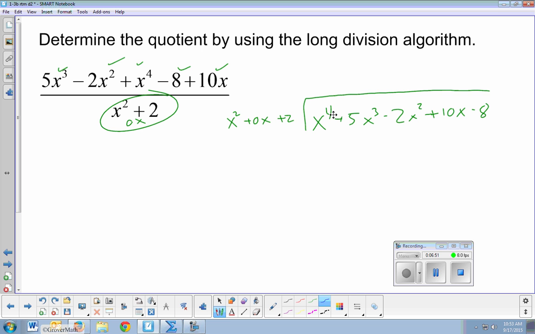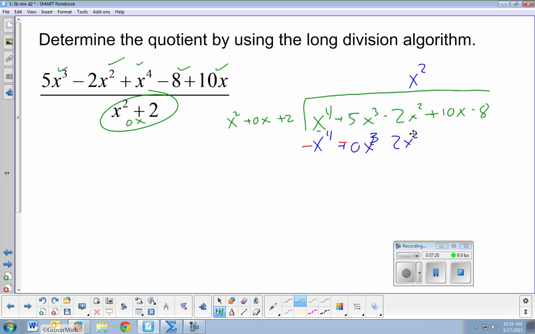All right, front by front, x to the 4th divided by x squared is x squared, and that goes in the x squared column. I distribute x squared to all of these things. I get x to the 4th. I'm going to write a 0x cubed, even though it's not going to do anything, but I do like to write it there just to keep my pattern. So x squared times 0x is 0x cubed. And x squared times 2 is 2x squared.